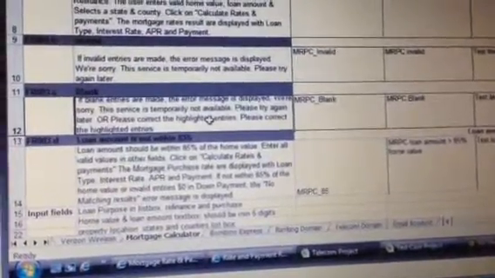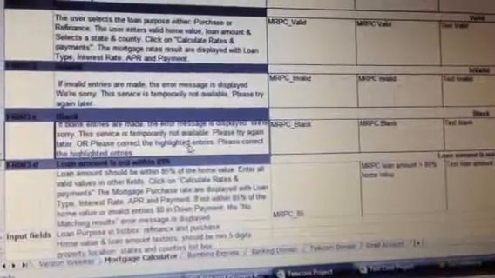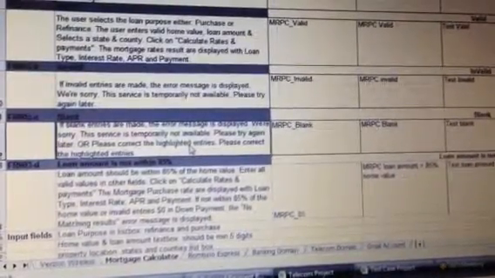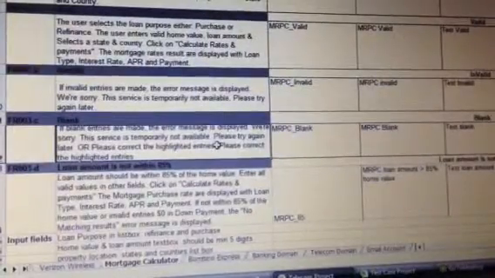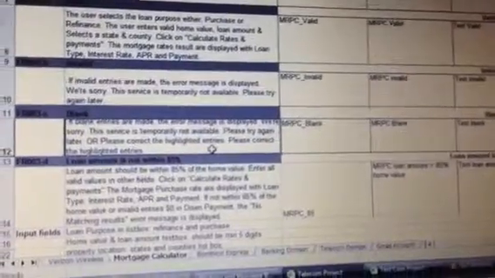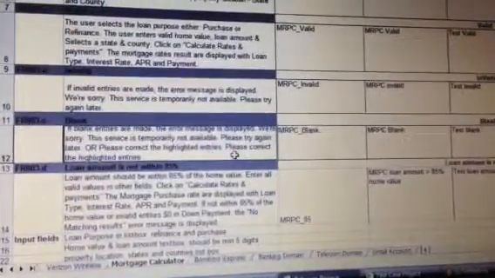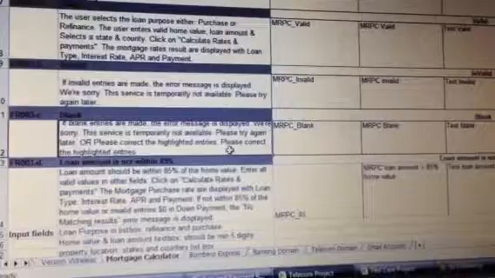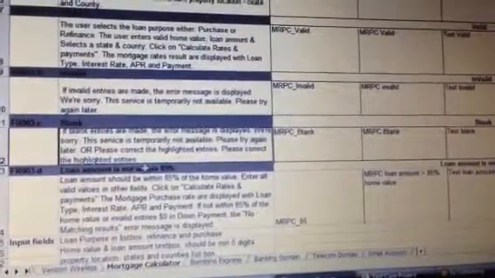The next is FR003C, blank. If blank entries are made, the error message is displayed. The same error message, we are sorry, the service is temporarily not available. Please try again. Or please correct the highlighted entries. That's what the next error message will be displayed if it is blank.